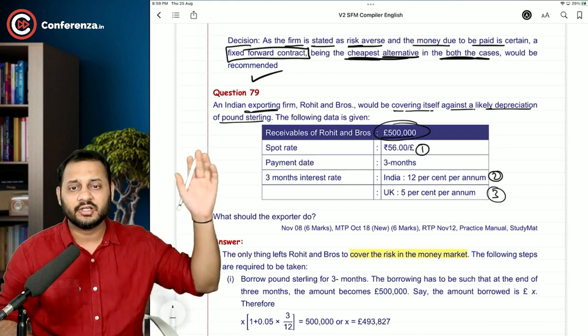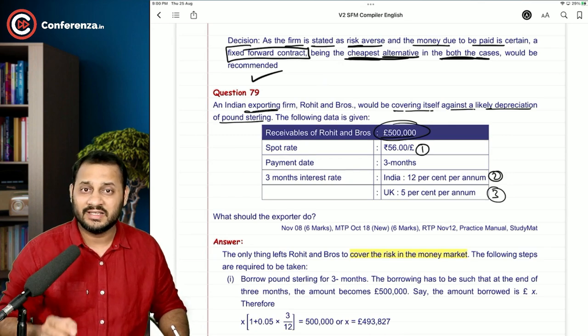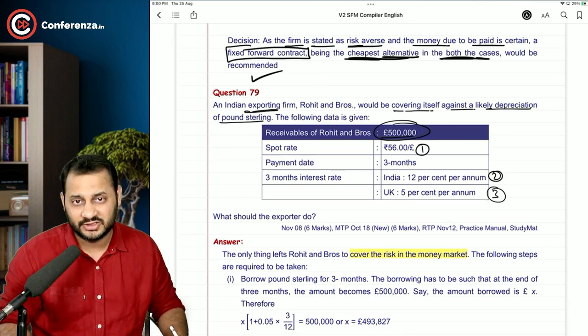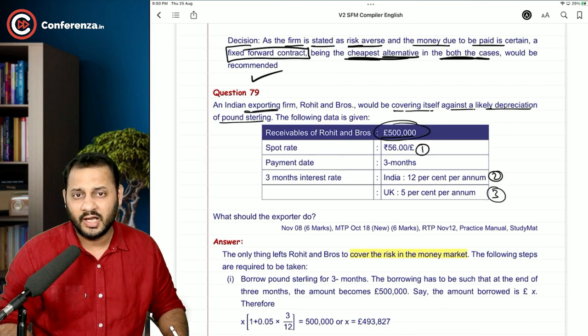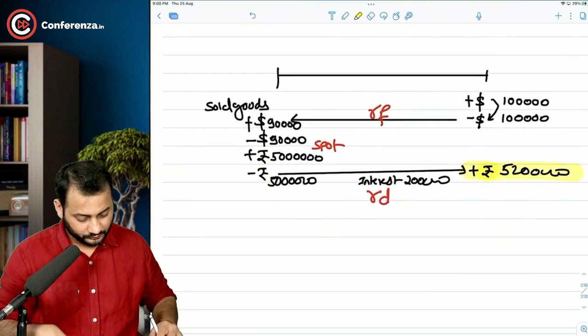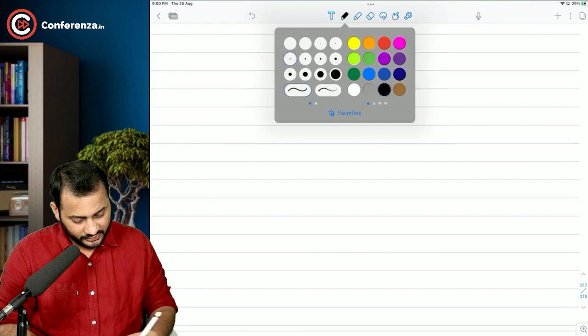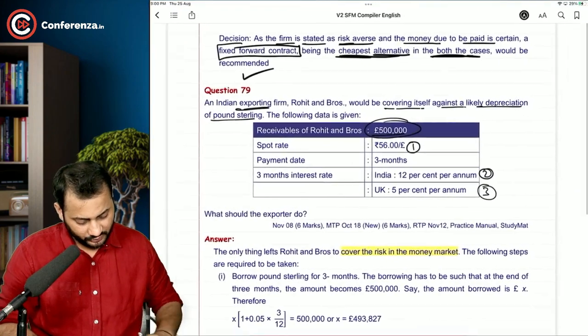No information regarding the home currency invoicing. What should the exporter do? In this case, money market hedging is the best thing to do. And I will tell you step by step what exactly we are going to do. Since it is the first question, I will write each step. Question number 79.